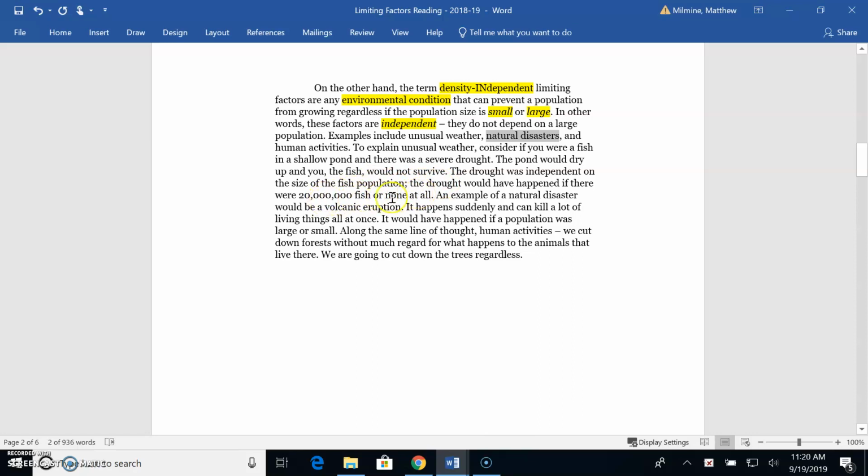An example of a natural disaster would be a volcanic eruption, which I just kind of explained. It happens suddenly and can kill a lot of things all at once. It would have happened if the population was large or small. Along the same line of thought, human activities, such as us cutting down forests, that would be a human activity, without much regard or concern or care for what happens to the animals that live there. We are going to cut down those trees regardless, anyway.